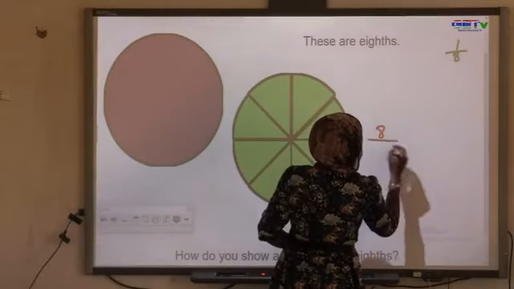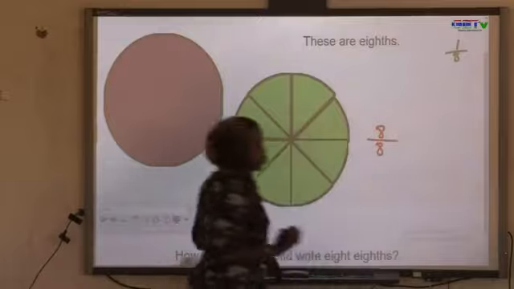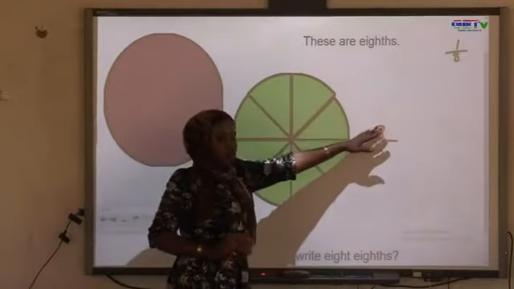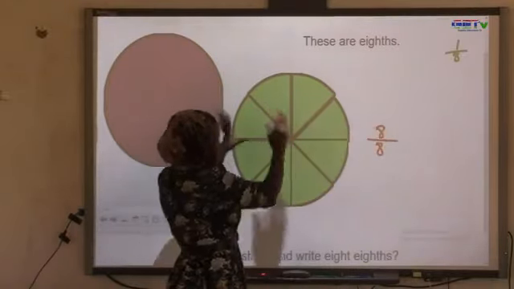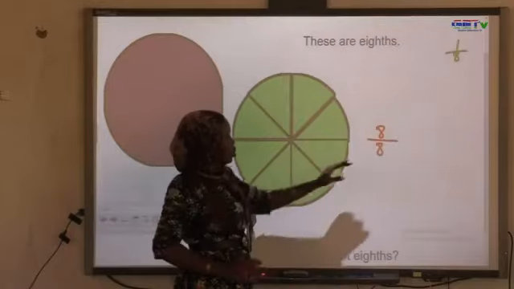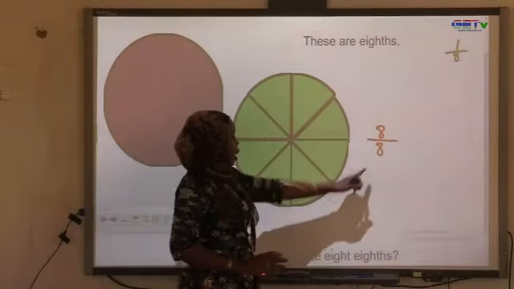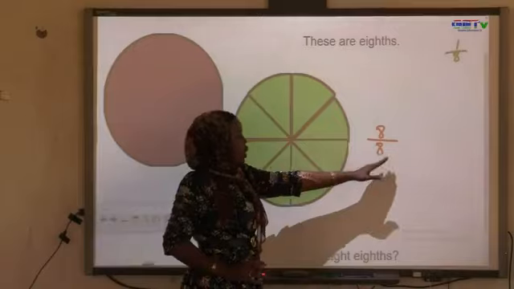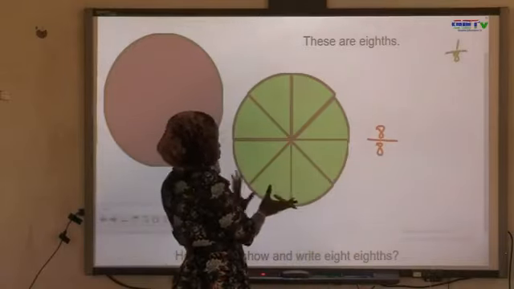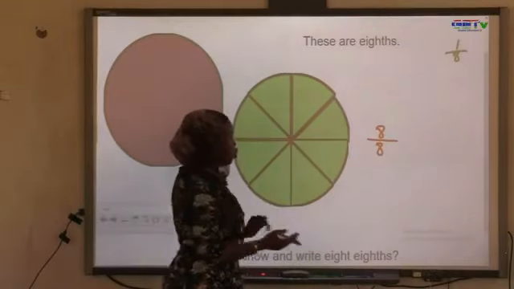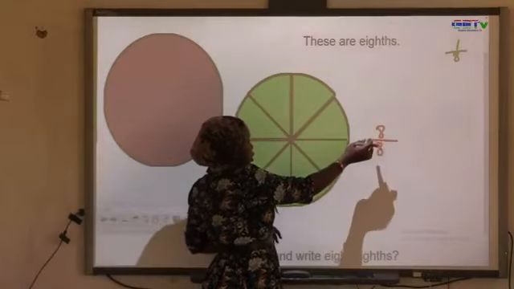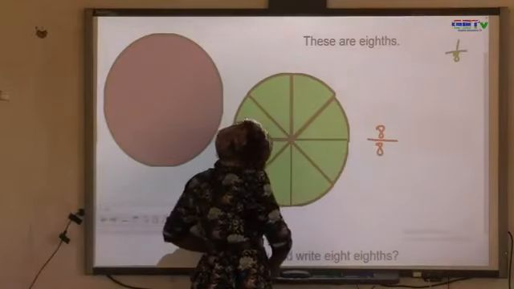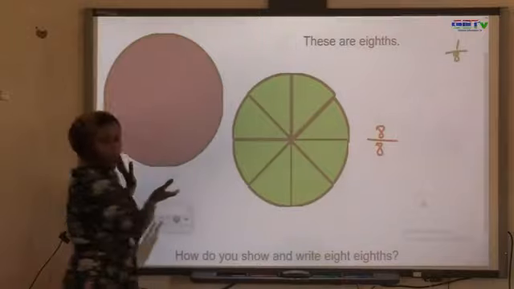8 all over 8, where the numerator, which is 8, is the 8 parts we have that is to be considered, and the denominator is 8, which is the total number of parts that we have. So 8 over 8 gives us our whole bag.